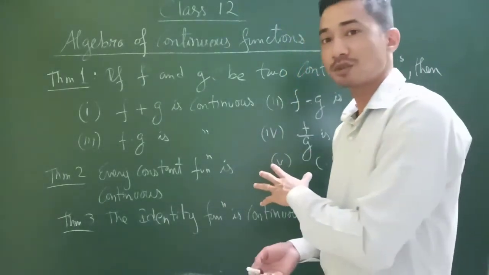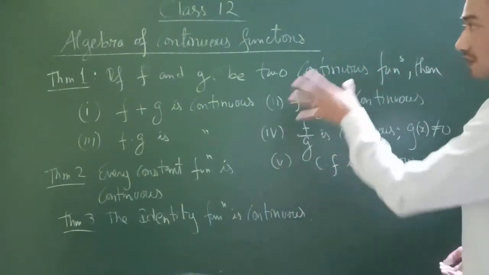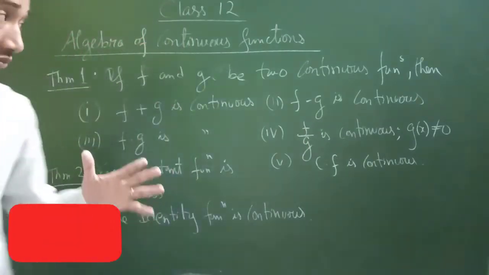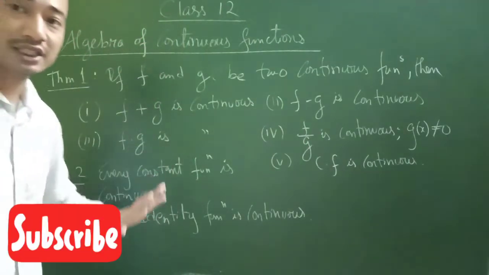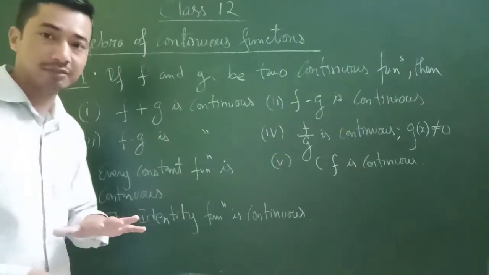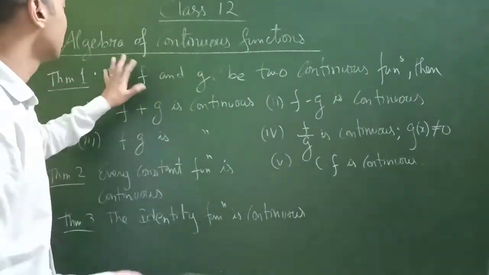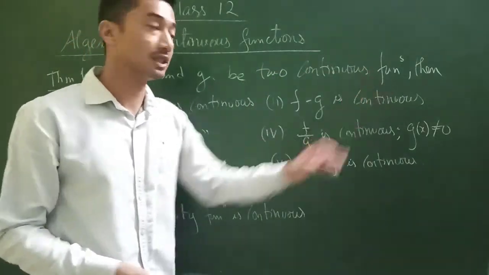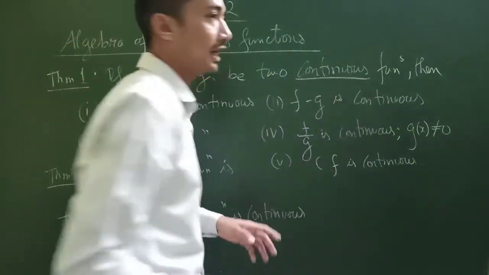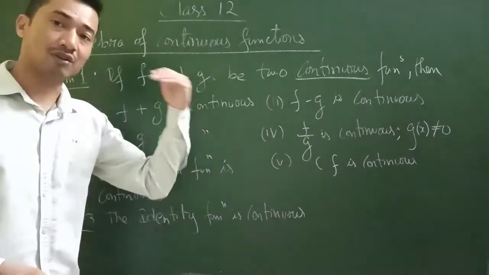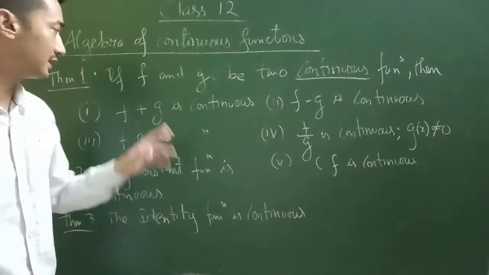So I've written down some theorems before we really begin. That is algebra of continuous functions. So the first theorem that comes up is this: if you have two functions f and g on any variable, it can be x and it can be y, it depends on any variable. So if f and g are two continuous functions, then first, the addition of two continuous functions is also continuous. I hope you get that, f plus g.